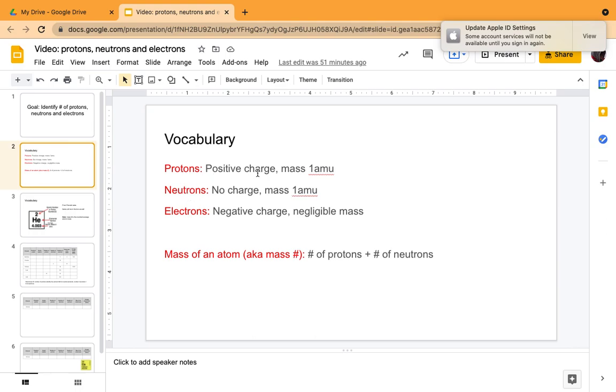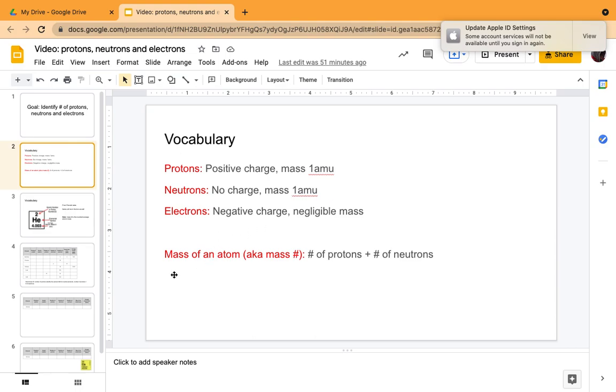Protons have a positive charge and have a mass of 1 amu. Neutrons have no charge, but they do have a mass as well of 1 amu. And electrons have a negative charge and have a very, very small mass. So therefore the mass is negligible, and we're just going to consider it as not having mass, even though it does.